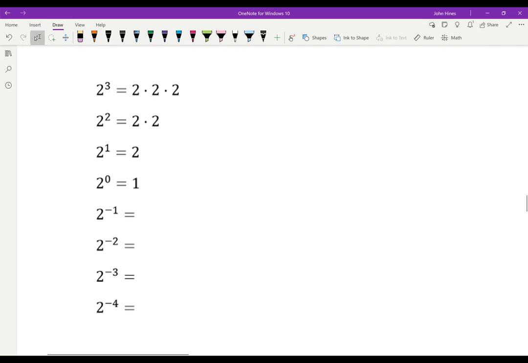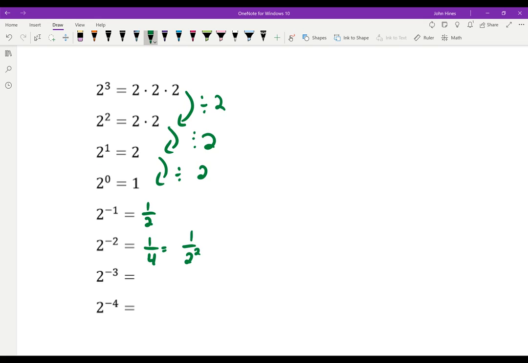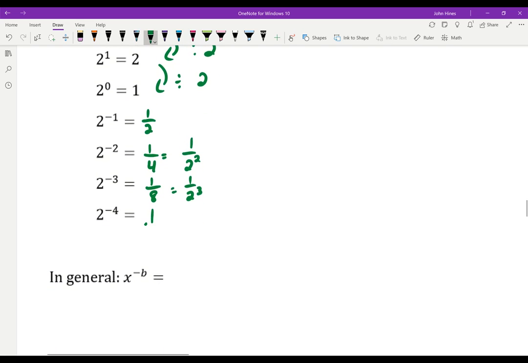Same idea here. I can use repeated multiplication. I'm dividing by 2. Divide by 2. Divide by 2. If I divide by 2, that's 1/2. If I divide by 2 again, that's 1/4. Well, 1/4 is 2 squared. If I divide by 2 again, that's 1/8. That's 1 over 2 cubed, right? 8 is 2 cubed. If I divide by 2 again, that's 1/16. That's 1 over 2 to the 4th.